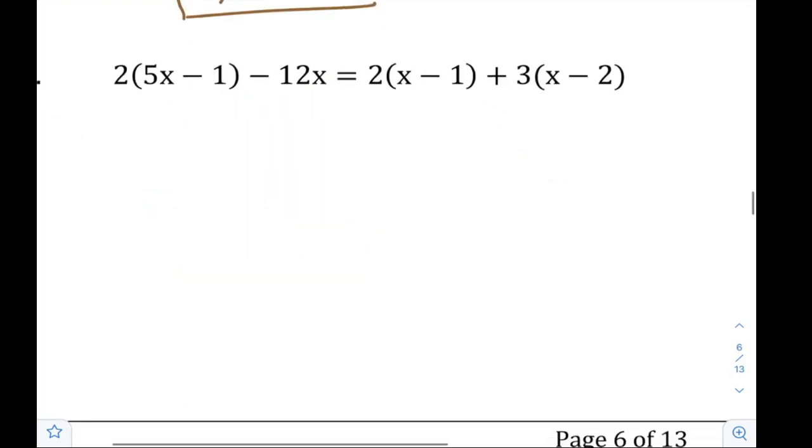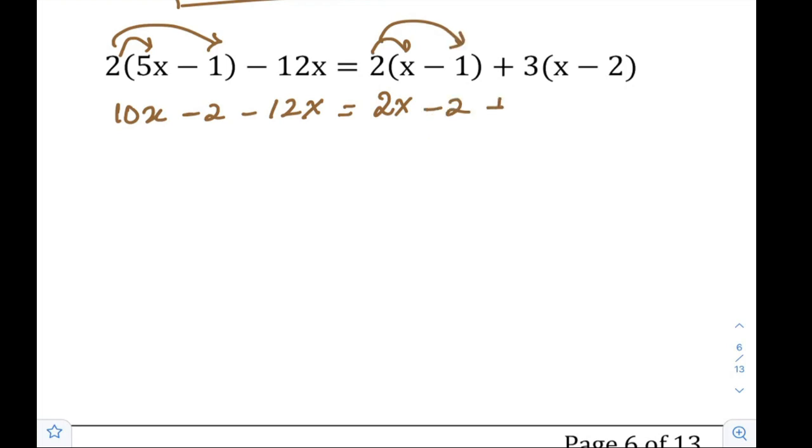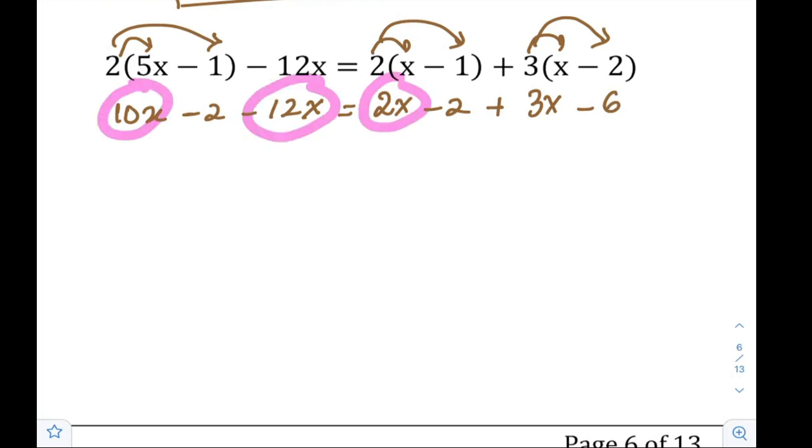Let's see here another practice. 2 times negative 1, negative 2. 2 times x. 2 times negative 1. 3 times x. 3 times negative 2. Combine. 10x minus 12x will not change the signs. 2x will be negative 2x. 3x will be negative 3x equals to.